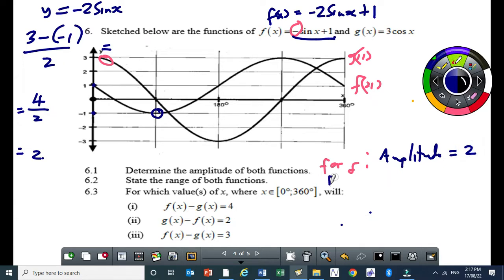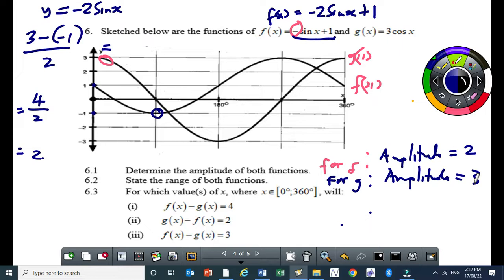Then for G, let's just check. We have a minimum here, which is minus 3, and a maximum, which is 3. So the amplitude for G is equal to what? To 3. So G is correct. The only problem was the equation for f of x. Then the next question says, take the range of both functions.